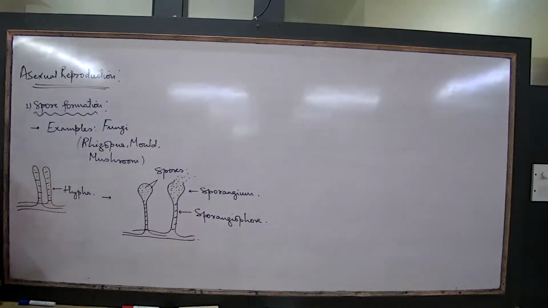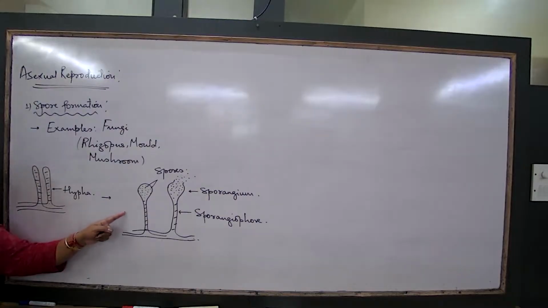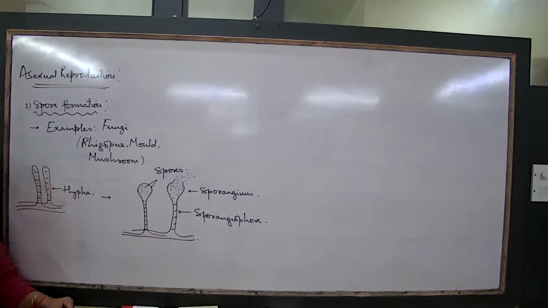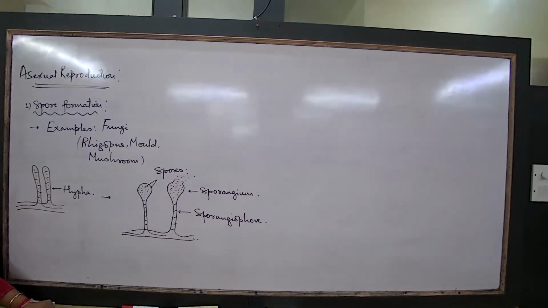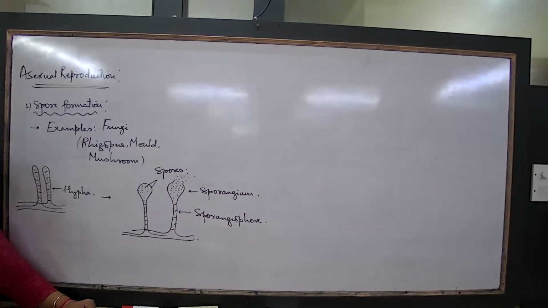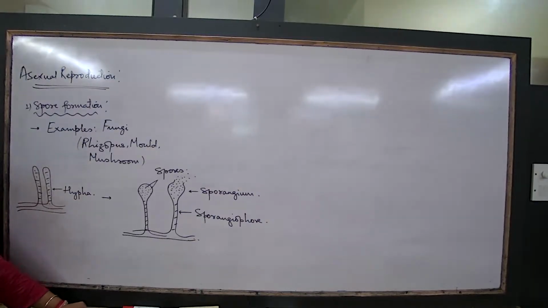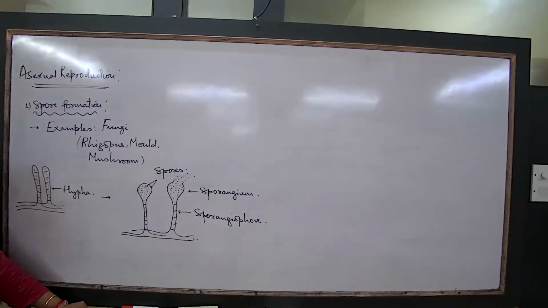How is it different from multiple fission? It is different in various aspects. Here we are talking about the process of spore formation taking place in a multicellular organism. In case of multiple fission, in which organism had we studied multiple fission taking place? What type of organism was it? Multicellular, unicellular, what was it? Unicellular.